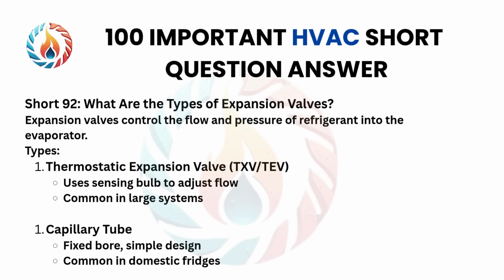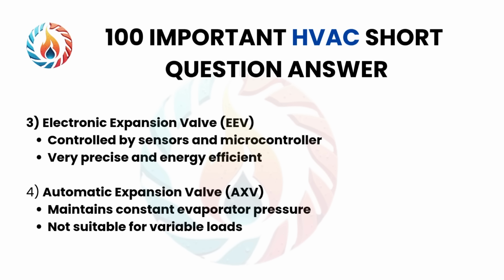Short 92. What are the types of expansion valves? Expansion valves control the flow and pressure of refrigerant into the evaporator. Types: thermostatic expansion valve, TXV/TEV, uses a sensing bulb to adjust flow. Common in large systems. Capillary tube, fixed bore, simple design. Common in domestic fridges. Electronic expansion valve, EEV. Controlled by sensors and microcontroller. Very precise and energy efficient. Automatic expansion valve, AXV. Maintains constant evaporator pressure. Not suitable for variable loads.